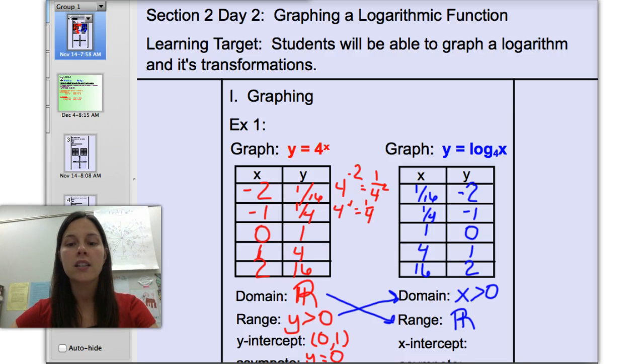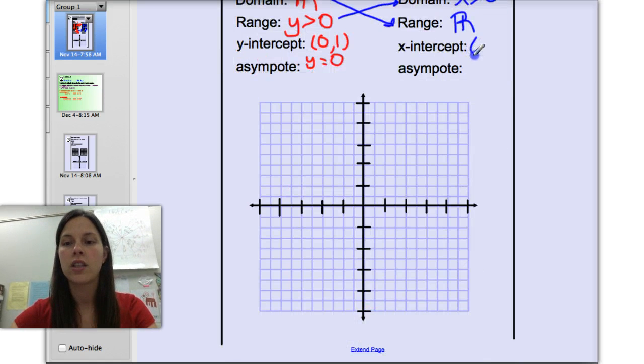Because the x and the y switch, this time for the log functions, we will have an x-intercept. Switching the x and the y, our x-intercept becomes 1, 0. And again, switching the x and the y, the asymptote becomes x equals 0. So we're going to graph both of these functions on the same set of axes so we can see that reflection across the line y equals x with our two functions.